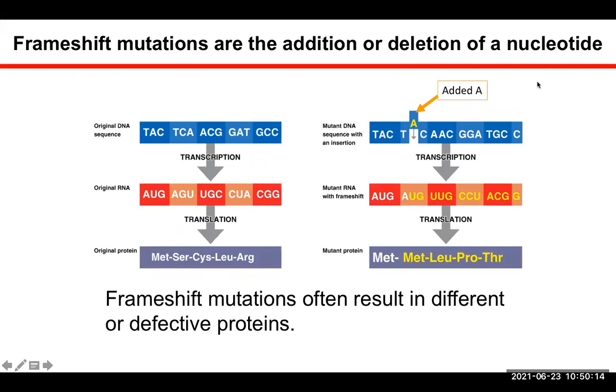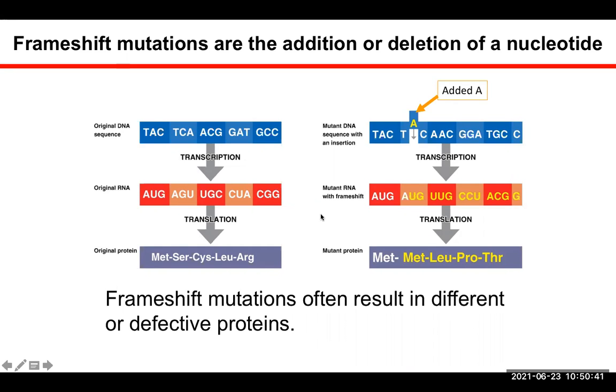So this can be either an addition or subtraction of a nucleotide. But what's going to end up happening is if it's an addition of a nucleotide, it's going to shift it one way. Or if you delete one of the letters, then it's going to shift it the other way. But what ends up resulting from a lot of these frame shifts is amino acids that are not anything like what they originally were supposed to be. And this is going to end up leading to defective proteins.